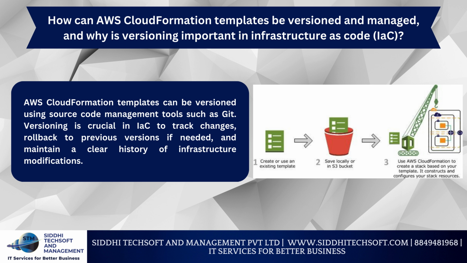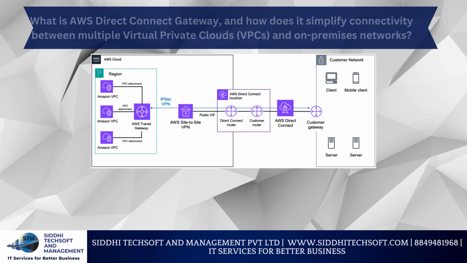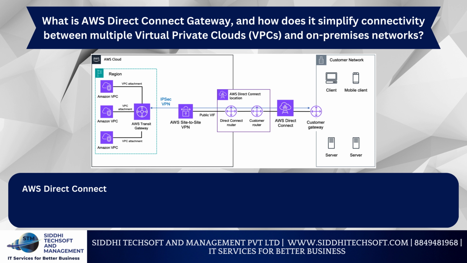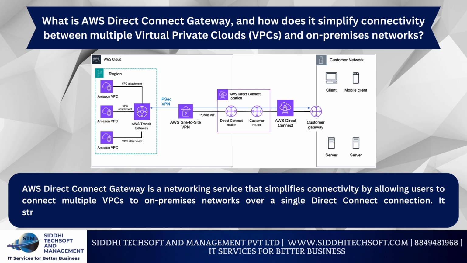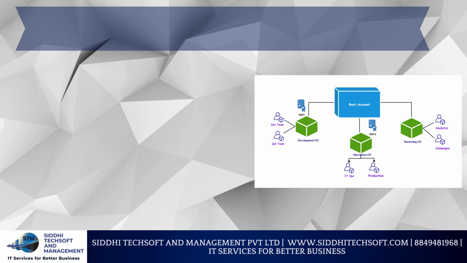What is AWS Direct Connect Gateway, and how does it simplify connectivity between multiple virtual private clouds and on-premises networks? AWS Direct Connect Gateway is a networking service that simplifies connectivity by allowing users to connect multiple VPCs to on-premises networks over a single Direct Connect connection. It streamlines network architecture and simplifies routing configurations.